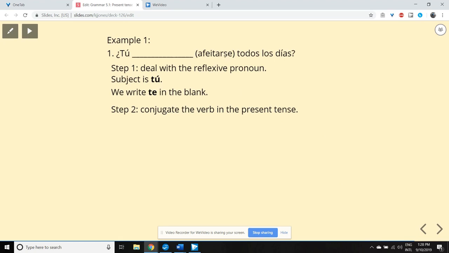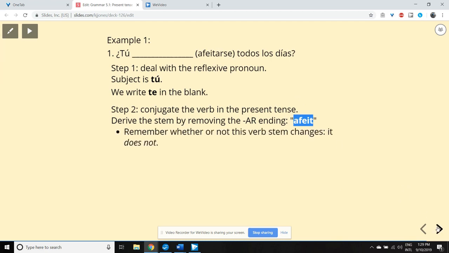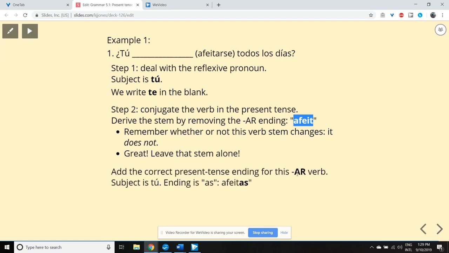Next step, conjugate this verb, afeitar, in the present tense. Well, this is not hard. So first thing, we derive the stem by removing the AR infinitive ending. So now we have our stem, afeit. Right? Great. We have to remember whether or not this verb stem changes. It does not. Awesome. That means we leave that stem alone and we go on and add the correct present tense ending for this AR verb.